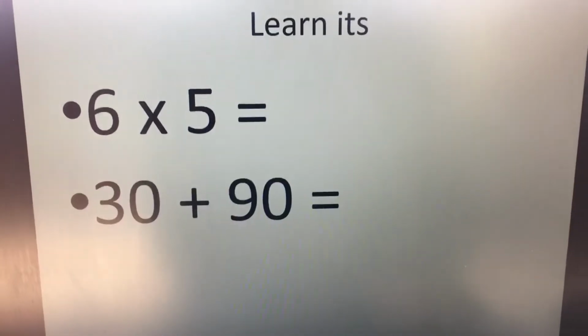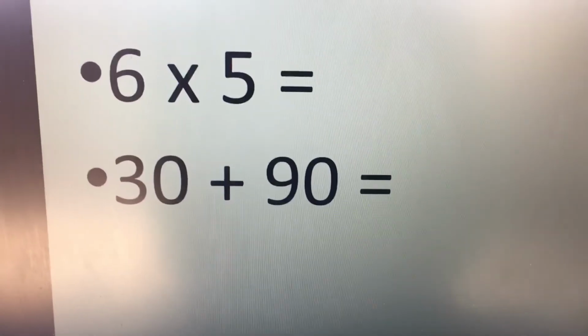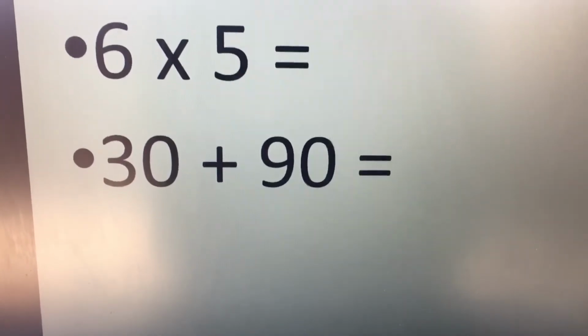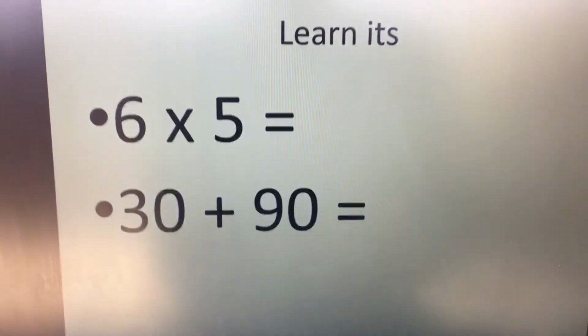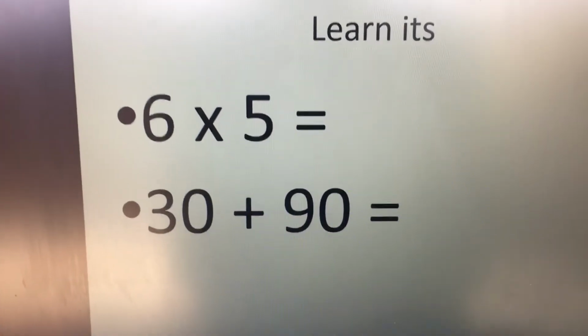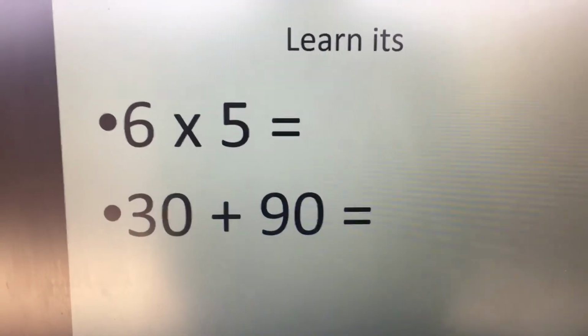Second one. 30 add 90. Now 2 methods you could use. You could use your tens knowledge and just add up in tens, counting on from 90, or you can cover up the zeros and use your learn it. So add 3, add 9 first to find the answer. Whichever method you would like to do, off you go.